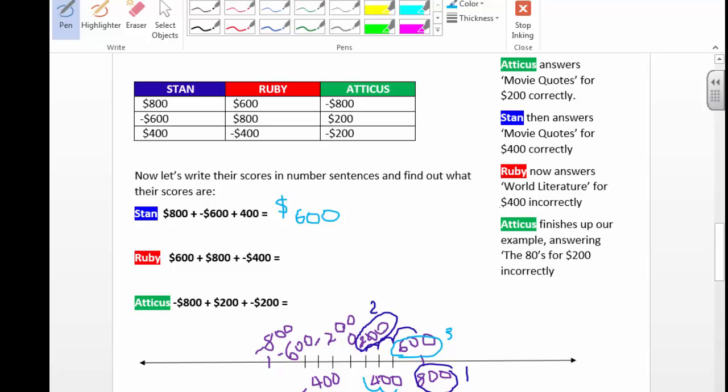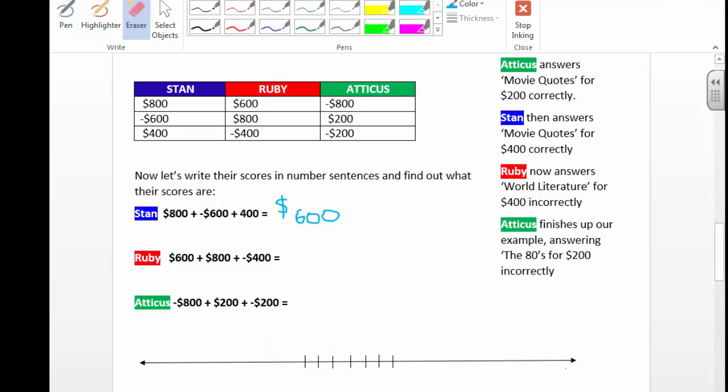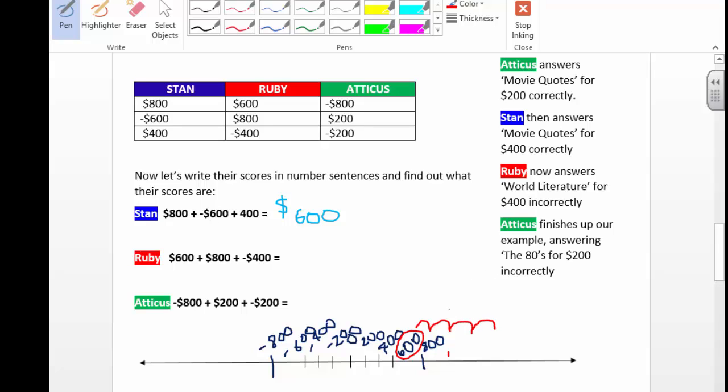All right, let's give this a go again. Now let's look and see how Ruby did. Ruby's first question, she got correct, and so we're going to start at her $600. So we're going to start right here for Ruby. Now, she got another 800. So we're going to have to add some numbers here to our number line. Good going, Ruby. So here's 200, 400, 600, and 800 since we're counting by 200s. So we end up at $1,400 for Ruby. Way to go, Ruby.